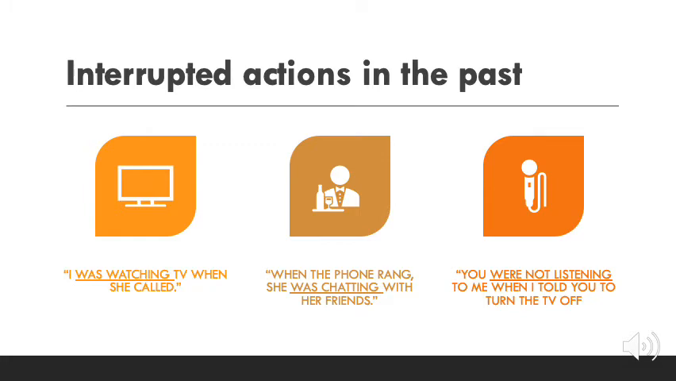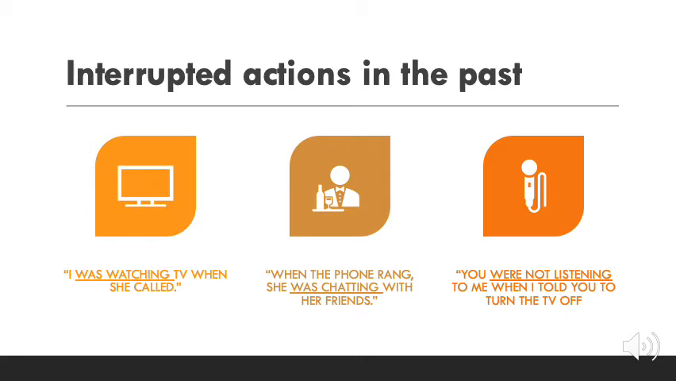One of them is interrupted actions in the past. And here we have three examples. The first one says, I was watching TV when she called. You were watching TV and at the same time, someone called. Okay, so there you have an interrupted action. When the phone rang, she was chatting with her friends. And the last example, you were not listening to me when I told you to turn the TV off.